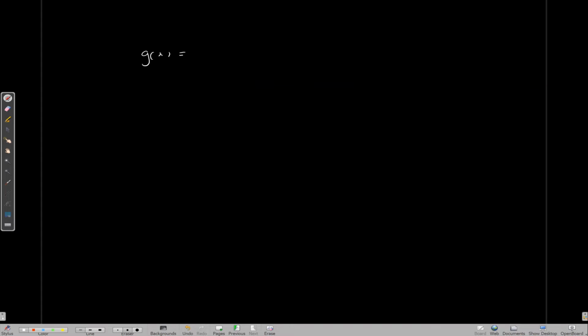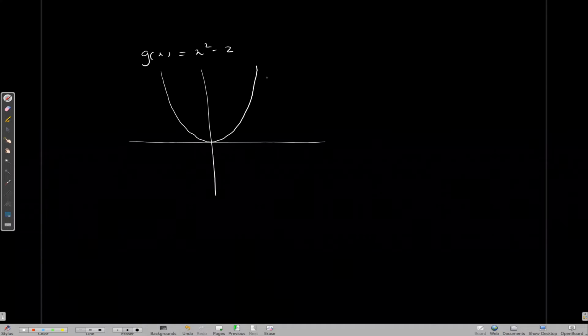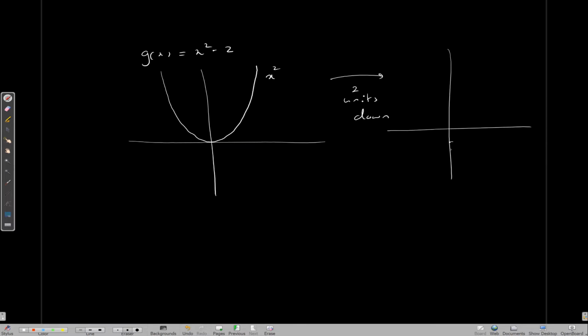Similarly, if you had g of x equal x squared minus 2, what's going to happen is, here the base function, you always start with the base function, and 2 units down. So 1, 2, same shape, 2 units down. So this is x squared minus 2. Now that is vertical shift.